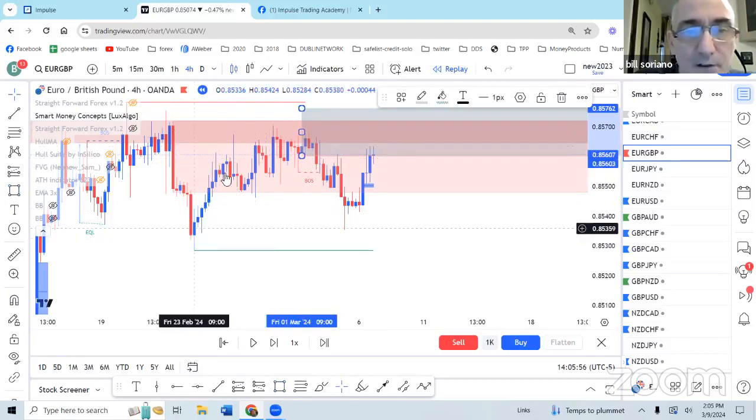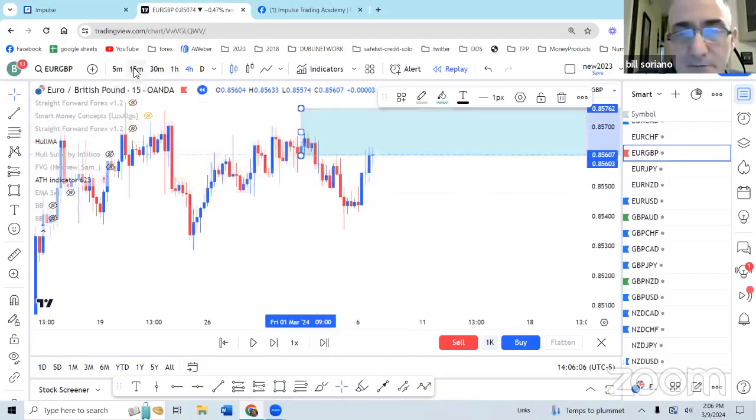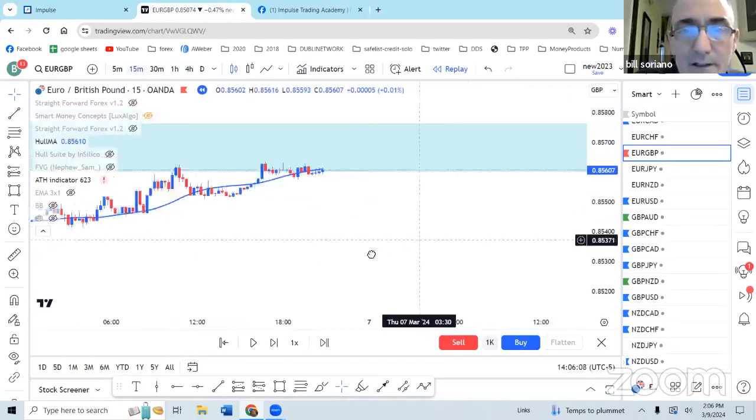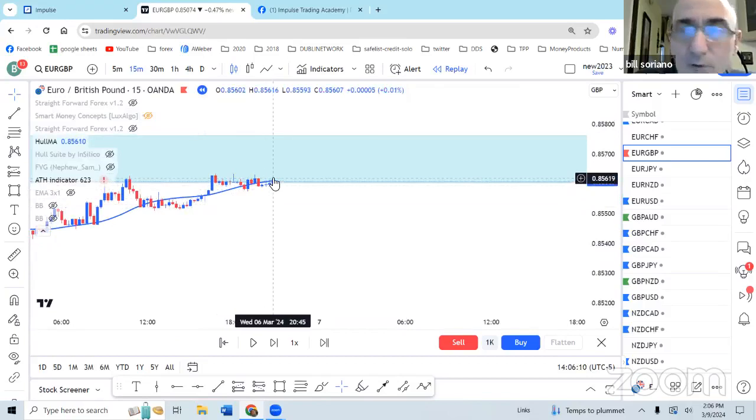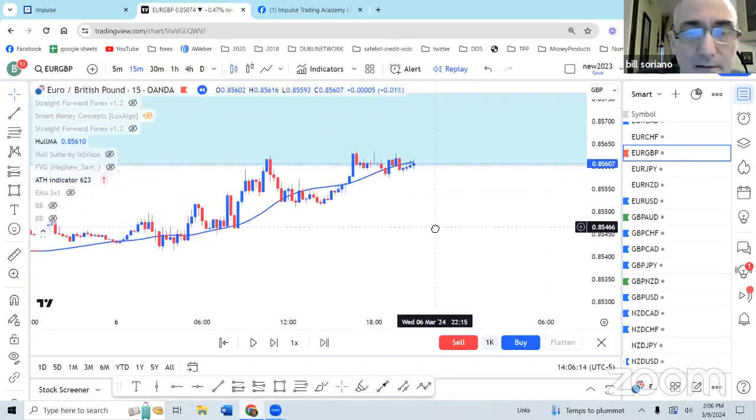We get a break of structure here, and so we were looking for price to move into this one. So we dropped down to the 15-minute chart. You could see the price has moved up into our order block. That's what we expected it to do.